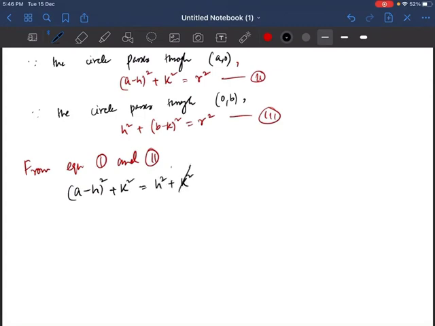So my k square goes out. Now let us expand this one. So you have a square minus 2ah plus h square is equal to h square. So this h square also goes out. So what we have at the end is a square is equal to 2ah. Just take a that side, so now a gets cancelled. So from here I get the value of h. Therefore h is equal to a by 2. So I got the value of h, that is a by 2.